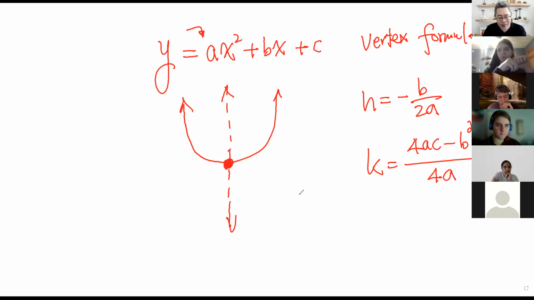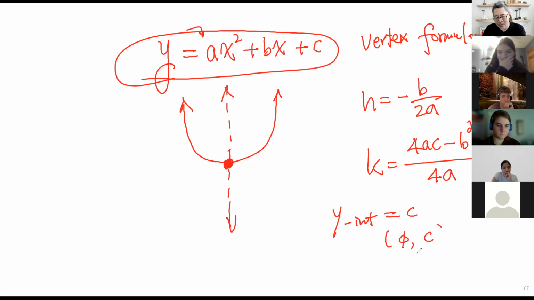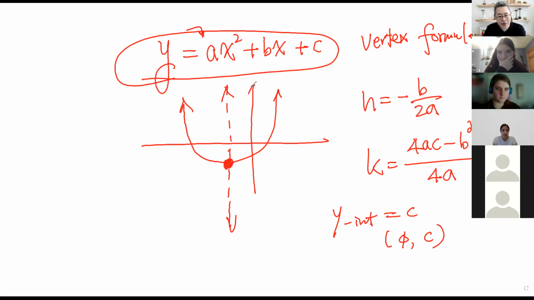We also need to know the y-intercept point, and the y-intercept is pretty easy. Just set x to 0. So the y-intercept is really just c. Or if you write it as a point, it's 0, comma c. And sometimes we also have x-intercept points here and there.